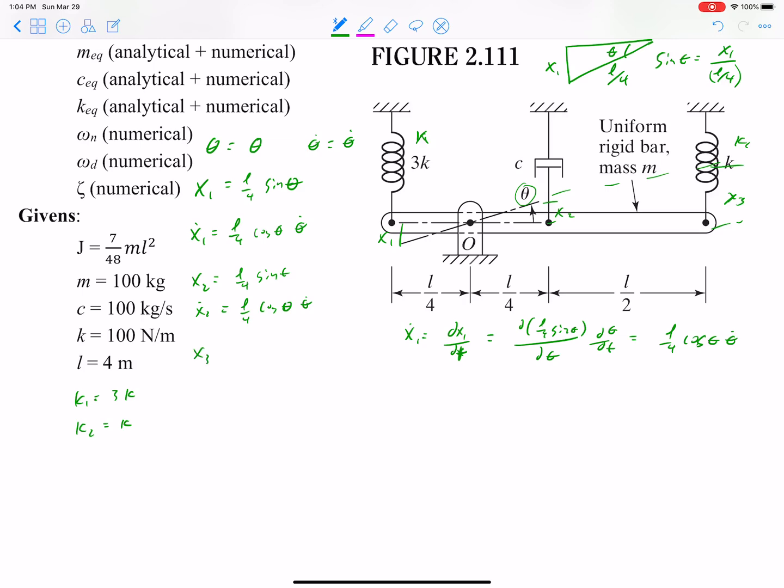And then x3 is going to be equal to 3L over 4, because you've got this L over 4 and this other L over 2. We're going to add them together, times sine theta, and x3 dot is equal to 3L over 4 cosine theta, theta dot.